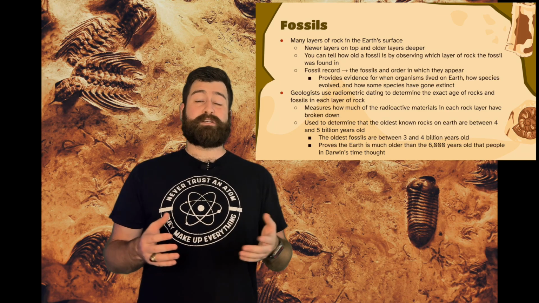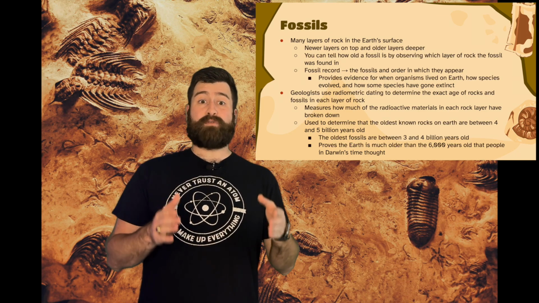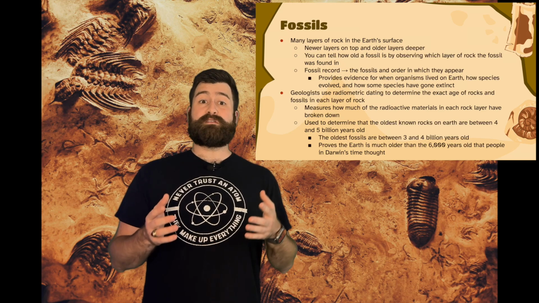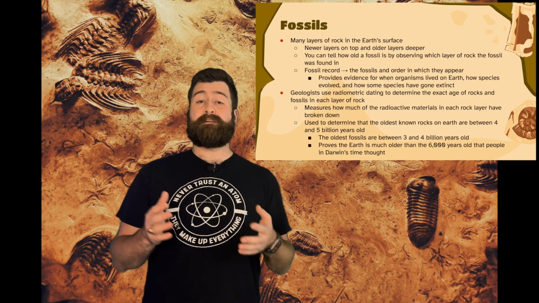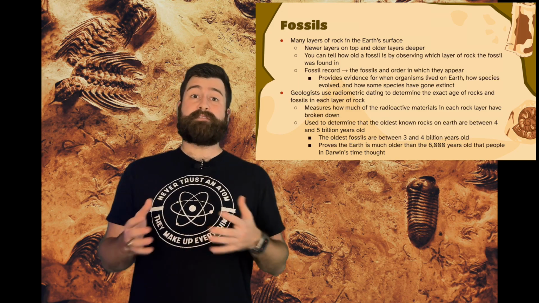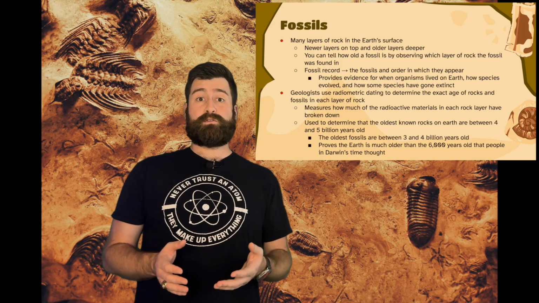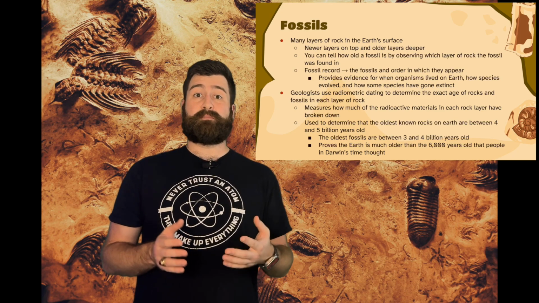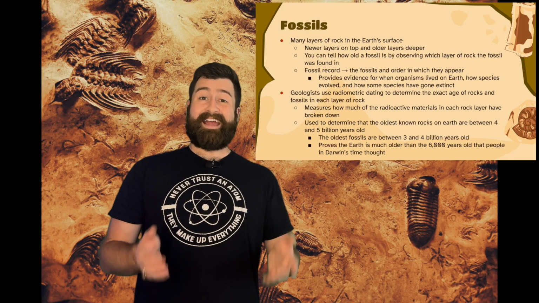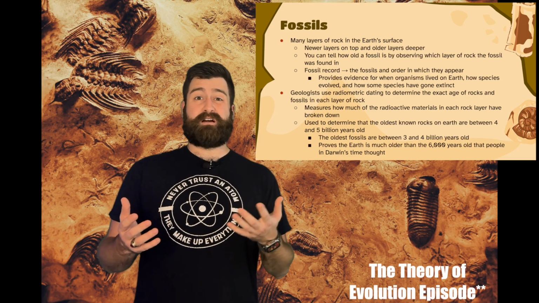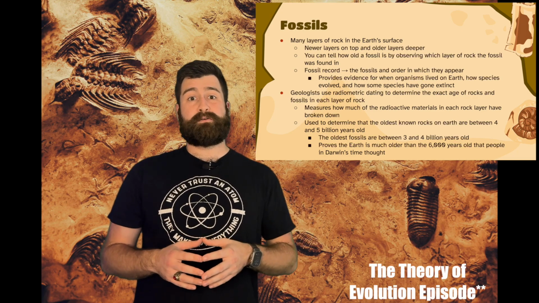Radiometric dating has been used to determine that the oldest known rocks on Earth are between 4 and 5 billion years old, with the oldest fossils being between 3 and 4 billion years old. Given the age of rocks and fossils, this proves that the Earth is much older than the 6,000 years that people in Darwin's time thought, and it supports the work of Charles Lyell. He was the scientist that we talked about in an earlier episode.